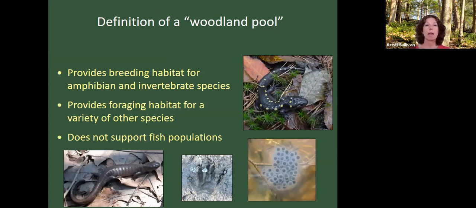They provide breeding habitat for amphibians and some invertebrate species, things like some dragonflies and damselflies, or fairy shrimp, which are a vernal pool or woodland pool dependent species. They provide foraging habitat for other animals. So for example, raccoons or skunks may come to those pools to find food. They would eat the eggs maybe of the amphibians, or the tadpoles, or the frogs, or the salamanders themselves. And so it's a little like a little feeding station.